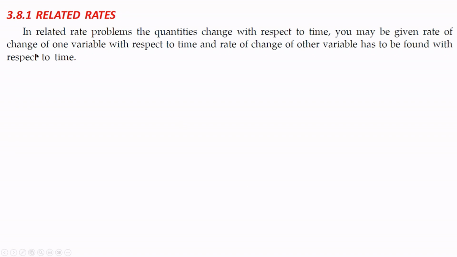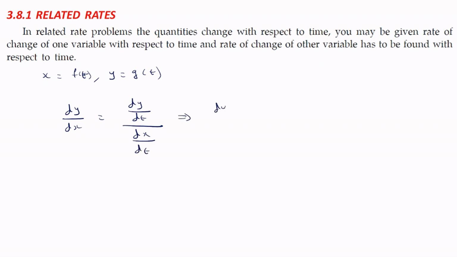Next we have related rates. In related rate problems, the quantities change with respect to time. You may be given the rate of change of one variable with respect to time, and the rate of change of another variable has to be found with respect to time. So here we are familiar with parametric functions, when x is given as a function of t and y is also given as a function of t. Then we find dy by dx as dy by dt upon dx by dt. So if we want to find dy by dt, we can find it as dy by dx into dx by dt. So these are a few things that we have to remember in questions with related rates.